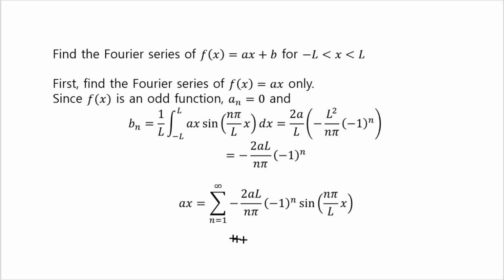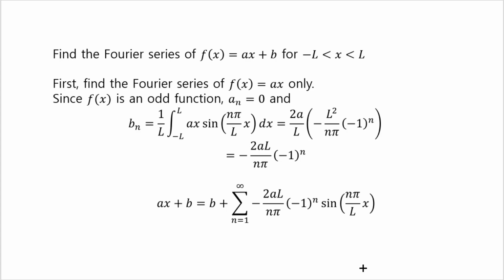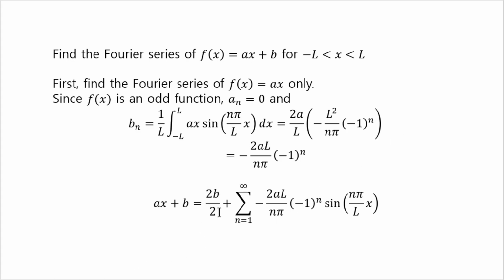Okay. And then what about b? Well, for b, we can just simply add it to both sides. Whenever you have a constant, you can just ignore it for a while and then add it to both sides. It still works. Now, if you're curious to know what would have happened if you just started with ax plus b and computed a_0 and a_n, you'll see that the a_n's will all be 0, but a_0 will be 2b. So in fact, this b is 2b over 2.